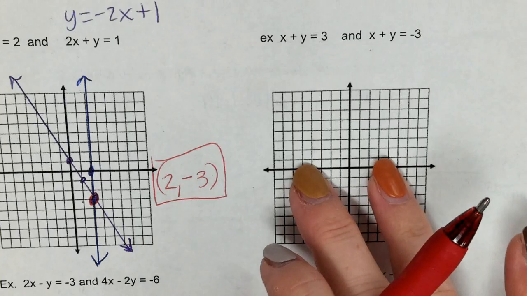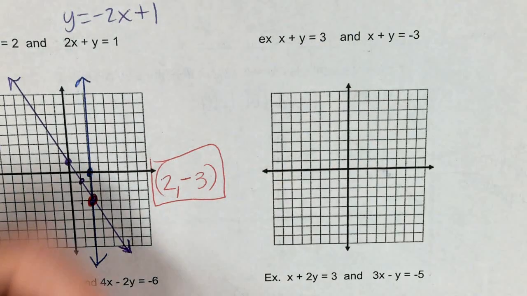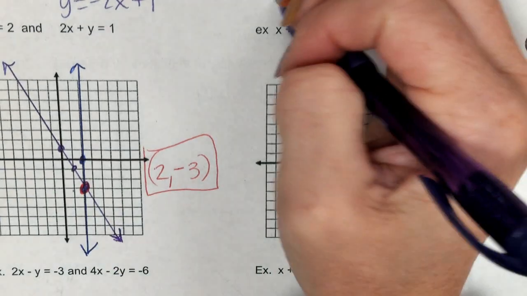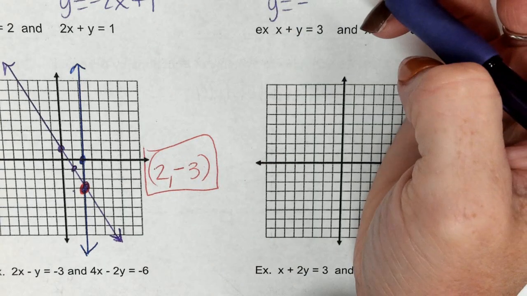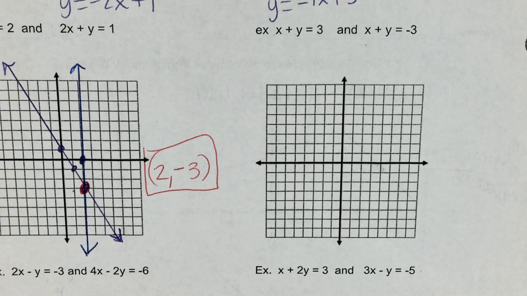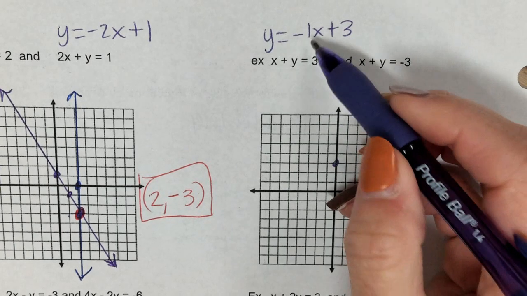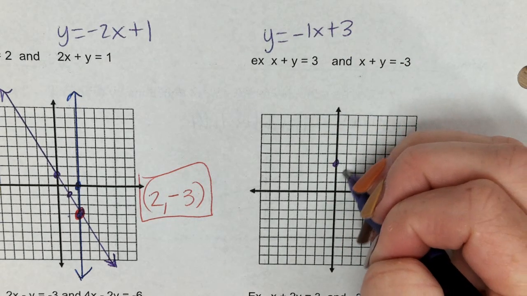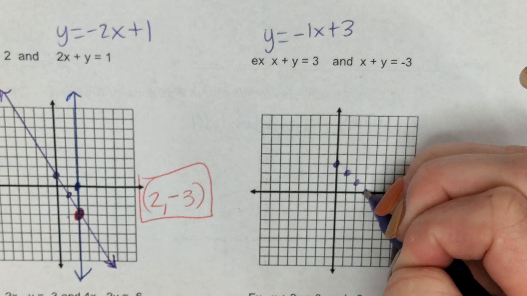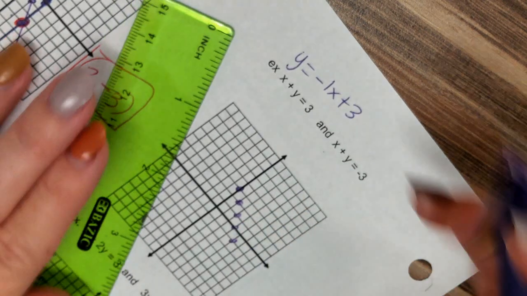All right, let's go do this one. The first thing I need to do is rearrange. So how would I get this x to the other side? So I have y equals negative, I'm going to put a 1 in front of it since I'm graphing, 1x plus 3. All right, so I'm going to go to the y-axis at 3. And then I'm going to go down 1, right 1, or up 1, left 1. Okay, so there's my first line.